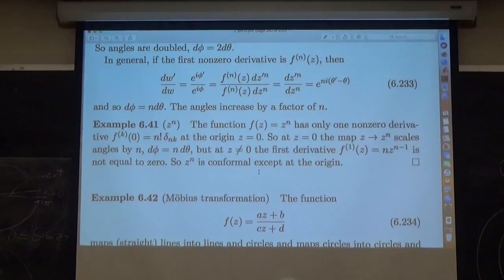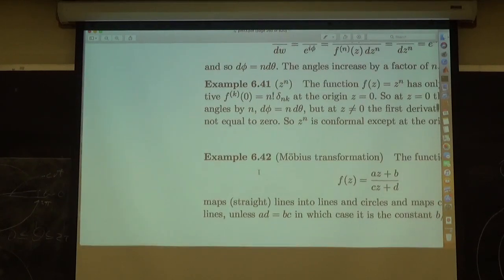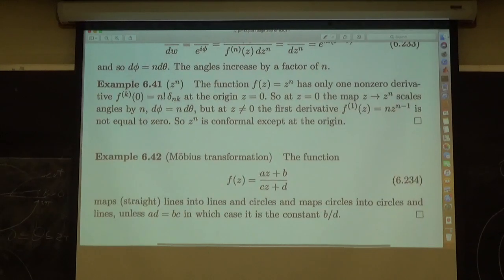So that's what I've just gone through. If we're dealing with z to the n, well, z to the n at the origin has only one non-zero derivative, namely the nth derivative at the origin is n factorial, but all the other derivatives at the origin vanish. And so that means that the angle changes by a factor of n. On the other hand, if you're not at the origin, then f prime is always non-zero.